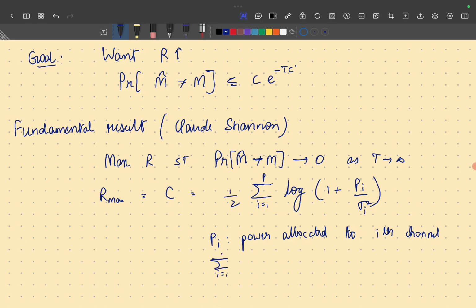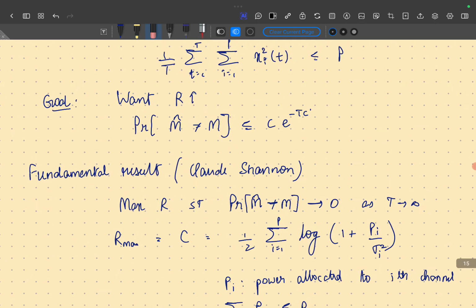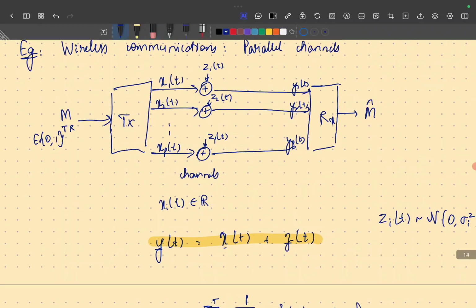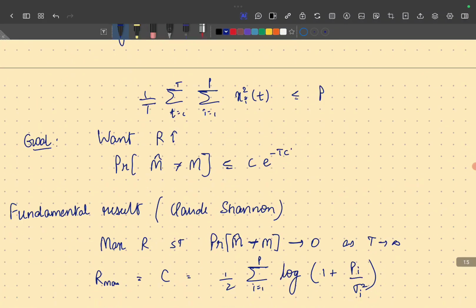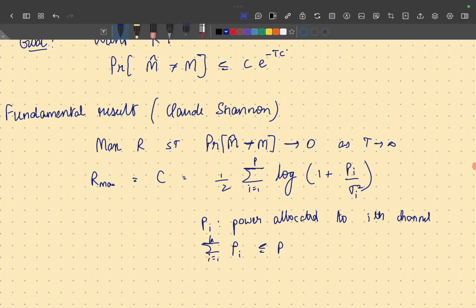Again, since I have a total power constraint, maybe I've overused notation a bit. So let me call K the total number of channels, otherwise it will just become confusing. Okay, so summation i equal to 1 to k, p_i should be less than or equal to the total transmit power. That's the total budget I have.